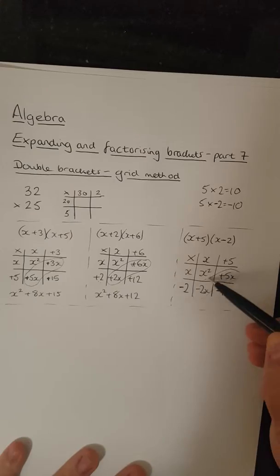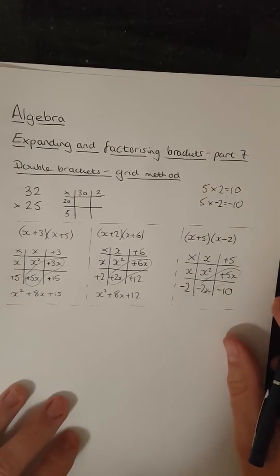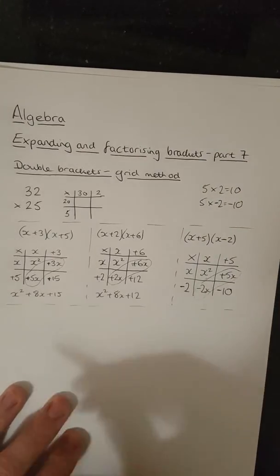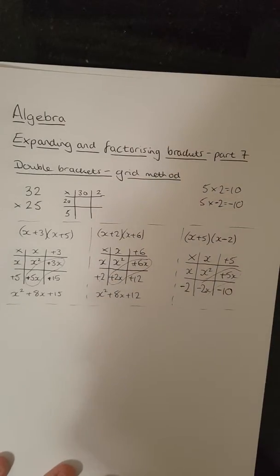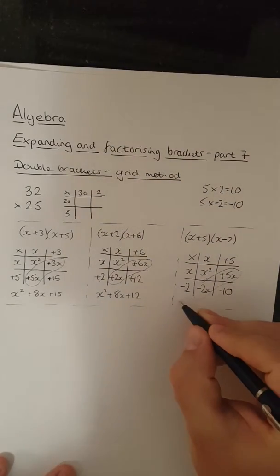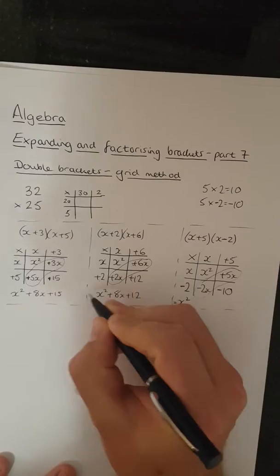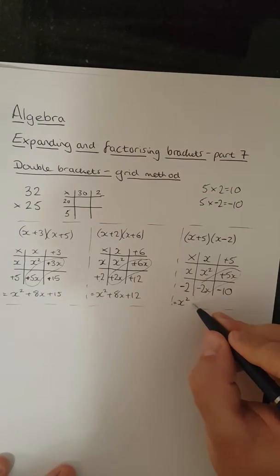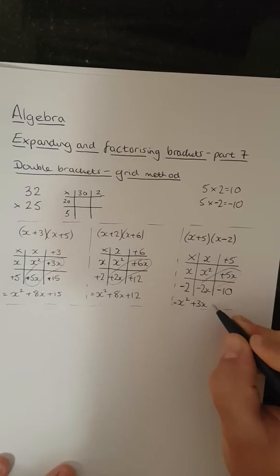These two here are the ones that will simplify. They won't always be diagonal, it just happens to have worked out that way so far, so be aware of that. And let's get the result. 5 take away 2 leaves me 3x.